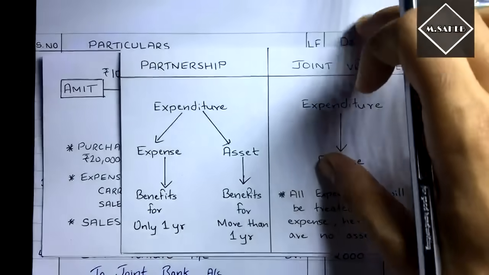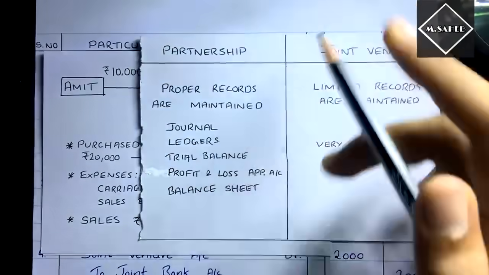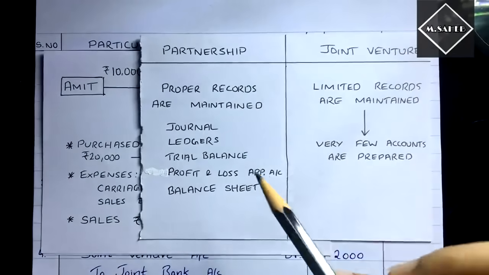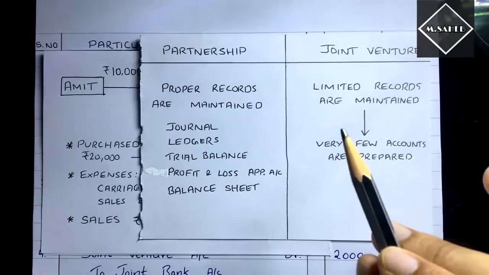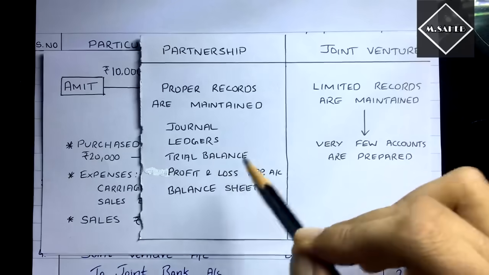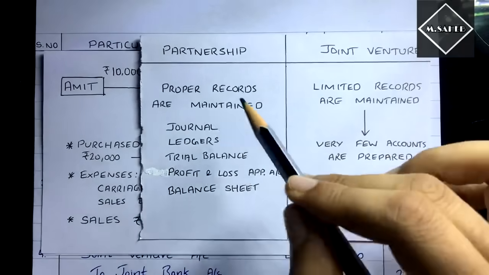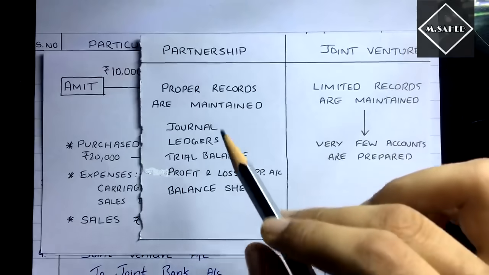Okay, and then another difference between the partnership and the joint venture, which is very essential, is that in partnership proper records are maintained. You have to maintain all the accounts. We will prepare the journal, ledgers, trial balance, profit and loss appropriation account, balance sheet, everything we have to prepare in the proper record.